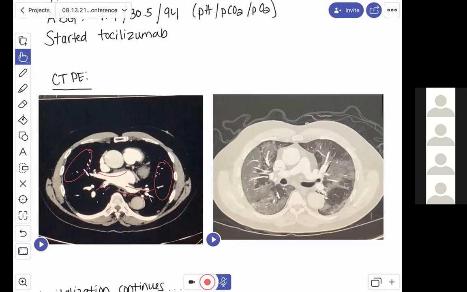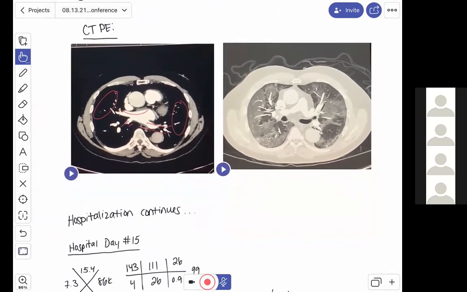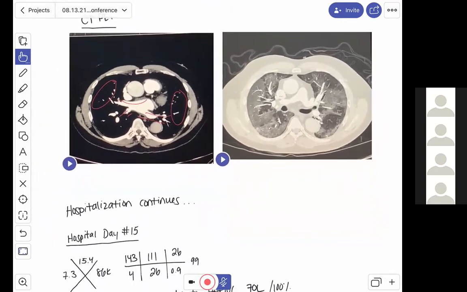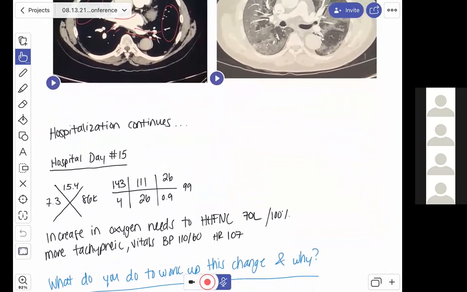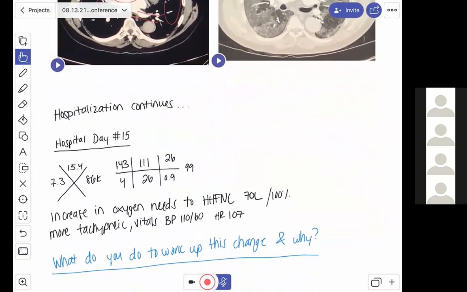Seems a tiny bit big to me, but no known history of pulmonary hypertension or anything previously. Okay, let's keep moving. So he gets that scan, he goes to the ICU, he gets his tocilizumab. His hospitalization continues in a very typical COVID fashion. So he is hanging out on heated high flow for days, just sort of back and forth between lowering his FiO2, lowering his flow rate, coming back up.